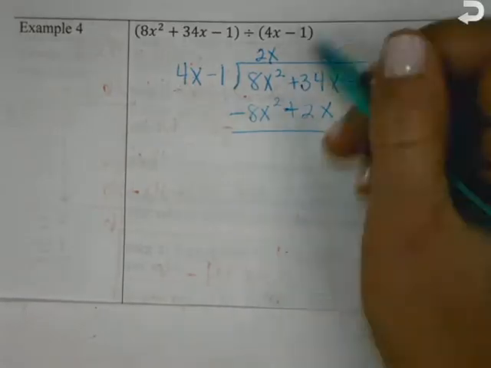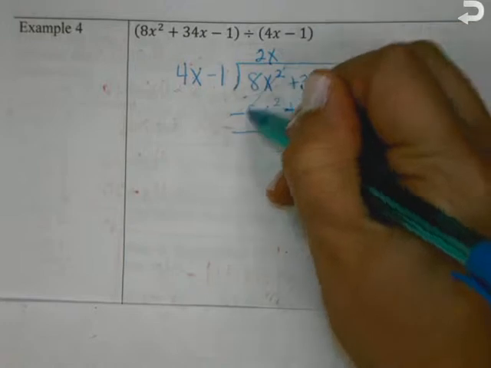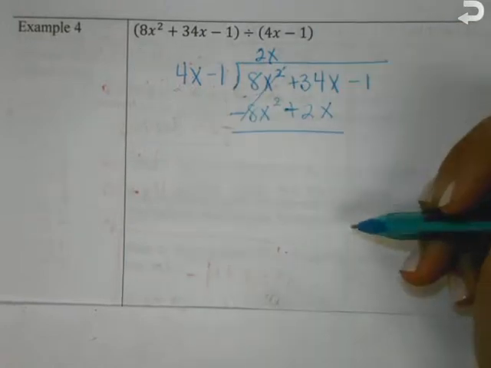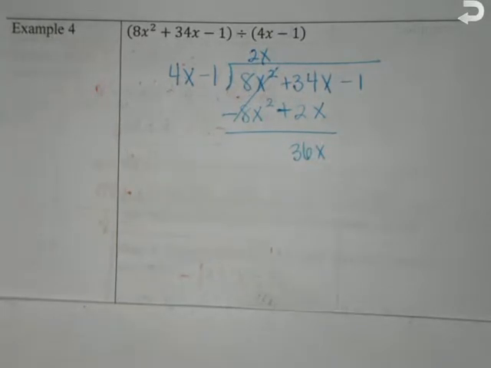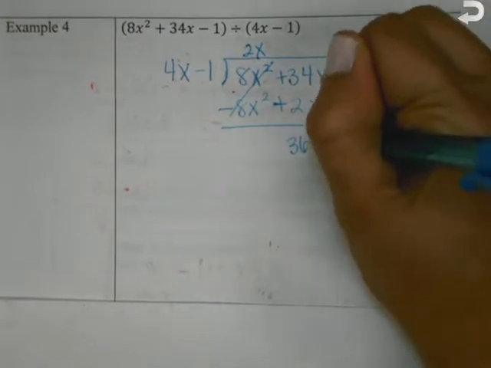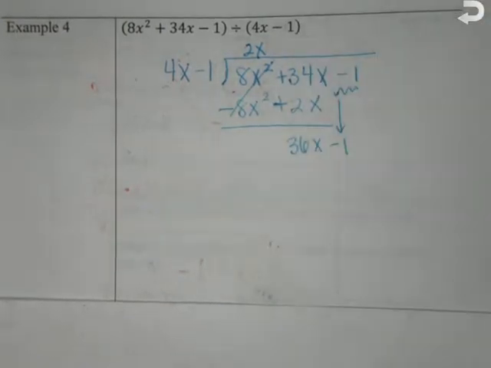Okay, next step. Guadalupe, next step. Bring down the 1. Perfect. Bring down the negative 1. So I have 36x minus 1. What next? Okay, Christian, what next? We subtracted, brought down the negative 1.